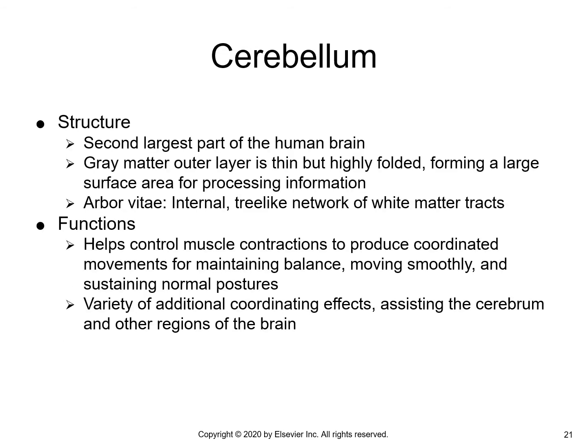The cerebellum. The structure is the second largest part of the human brain. It's made up of gray matter on its outer layer, which is thin but highly folded, forming a large surface area for processing information. Arbor vitae, an internal tree-like network of white matter tracts.